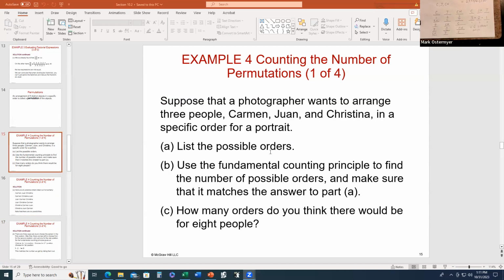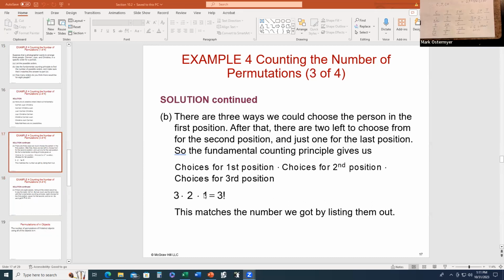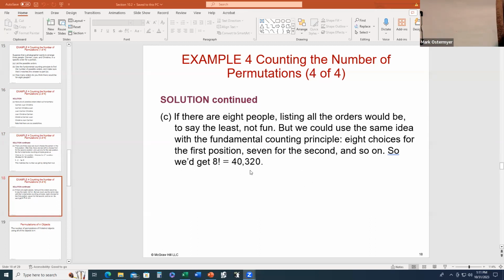Here's the question now. Based on what you just seen there, how many orders do you think there would be for 8 people? In other words, how many different ways can I arrange 8 people for a portrait? You've seen how this one was done with 3 people, right? So how many different ways would there be to arrange 8 people in a specific order? You would say not 3 factorial, but 8 factorial ways, 40,320 different ways of arranging 8 people in a specific order.